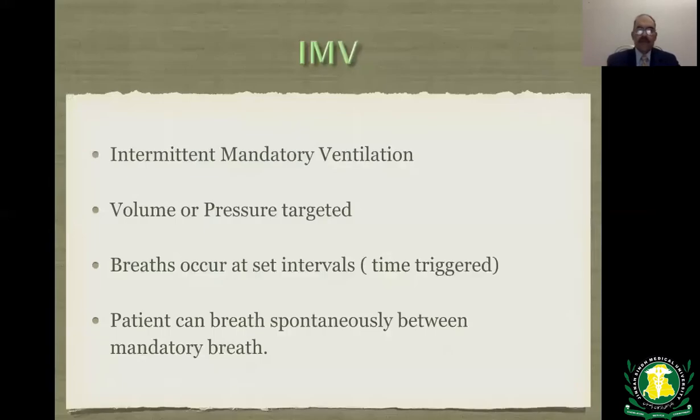IMV, intermittent mandatory ventilation, is the same, either pressure targeted or volume targeted, just like SIMV. The difference is there will be no synchronization. That means even if the patient tries to breathe just before the next timed breath, the ventilator will not synchronize, and the patient's spontaneous breath tidal volume can be added on top of the next timed breath.